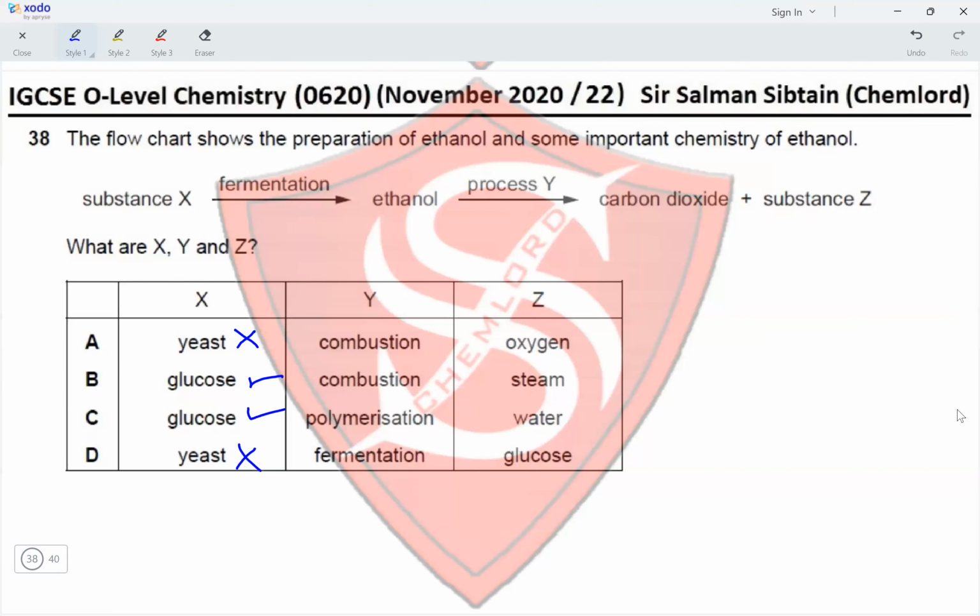So the options are ethanol undergoing combustion and Z would be steam, or undergoing polymerization and water is the product. No, ethanol will be undergoing combustion, not polymerization, to produce steam and not water. Therefore, option B is the correct option for this question.